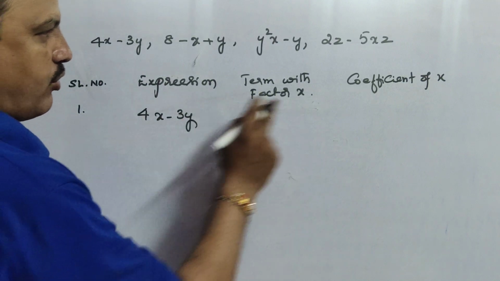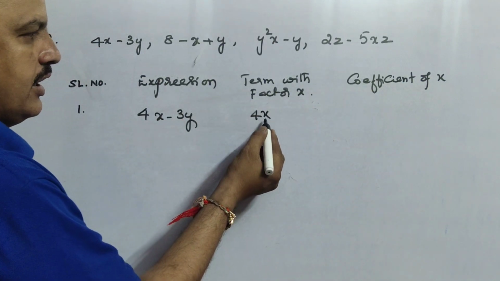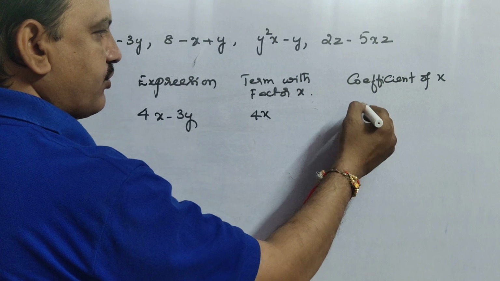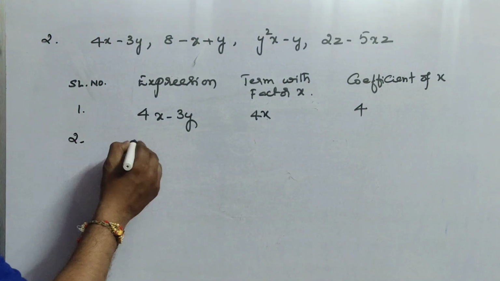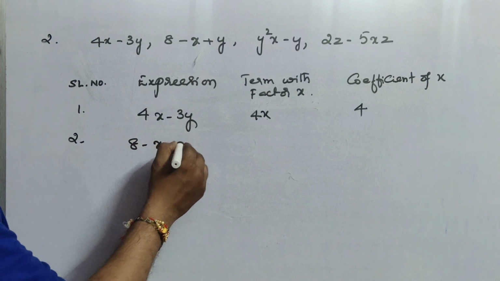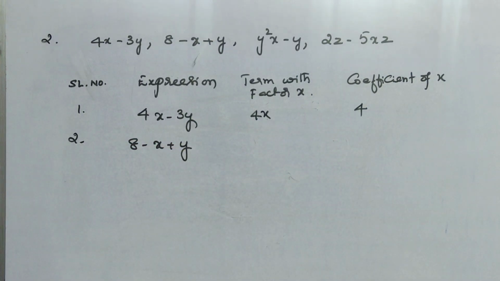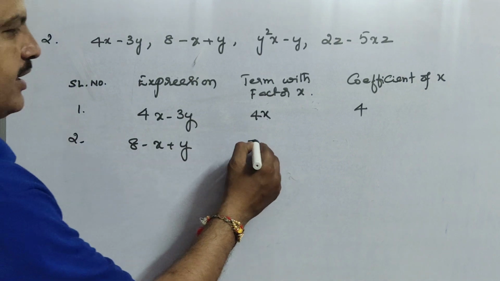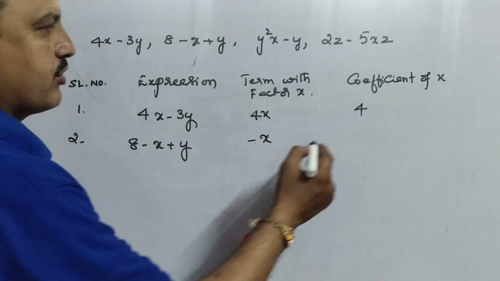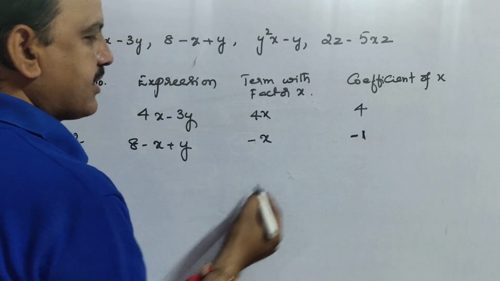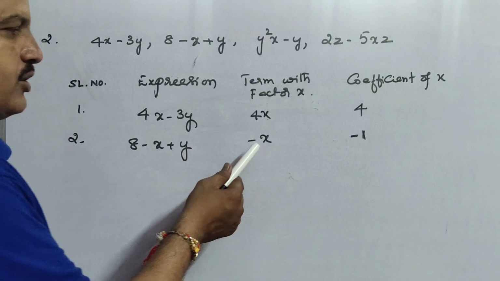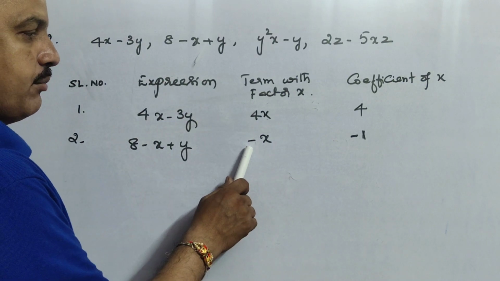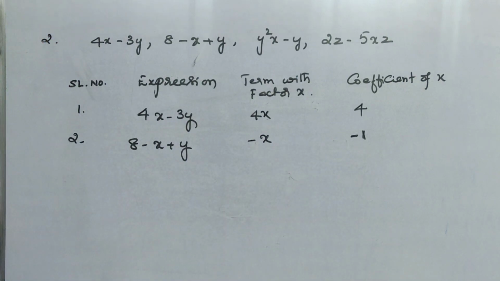Okay. Coefficient of x means, as I told you, leave the x and write the remaining, that is 4 is the coefficient of x. Now coming to the second question, 8 minus x plus y. What do we have to write now? Minus x, right? Here you have to write minus x. So what is the coefficient of minus x? Minus 1. As I told you, if there is no coefficient of x, meaning nothing is there, we have to write 1. But wherever the symbol is there, you have to write it compulsorily.